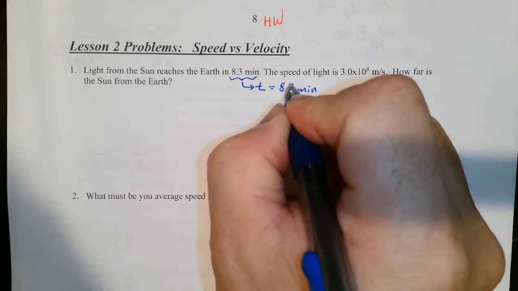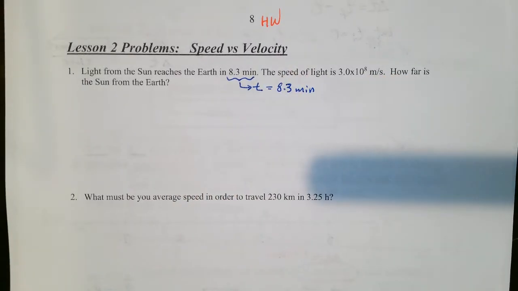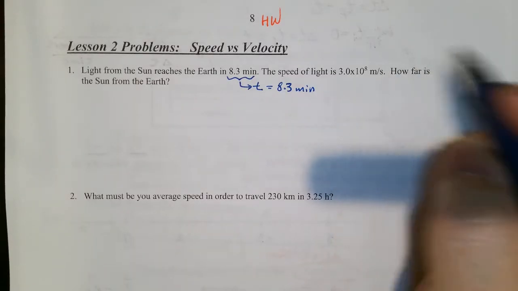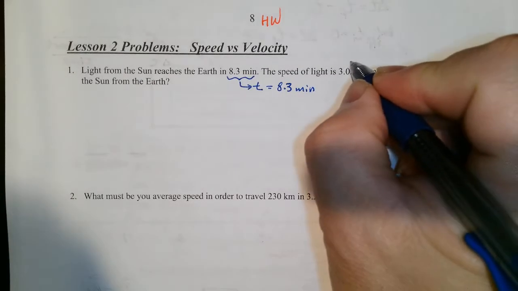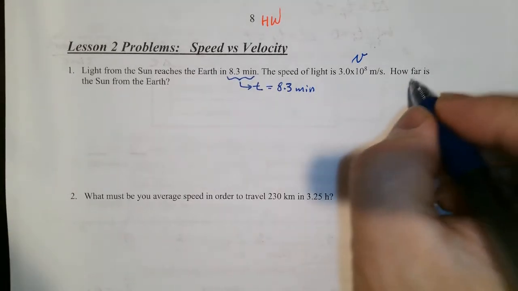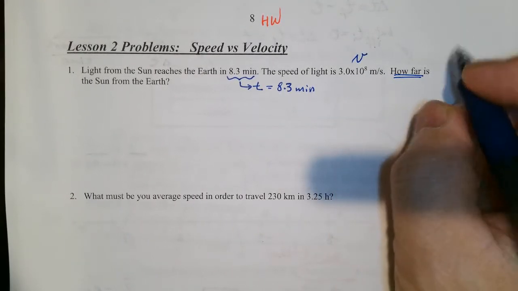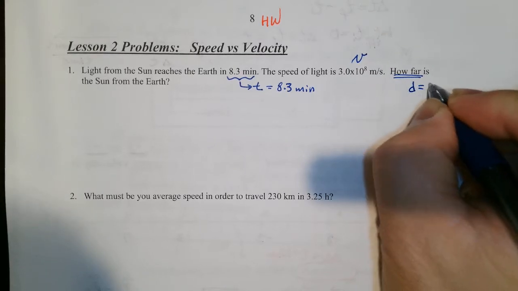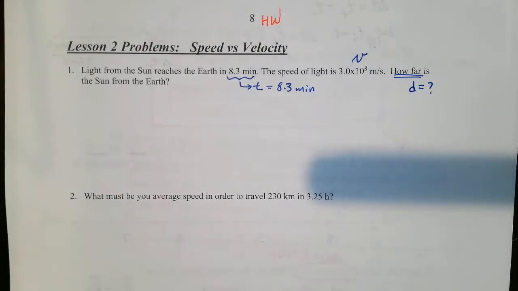So I usually write down everything that's given to us. The speed of light happens to be 3 times 10 to the 8th meters per second. So this is our v. How far? So they're looking for the distance, d, right?